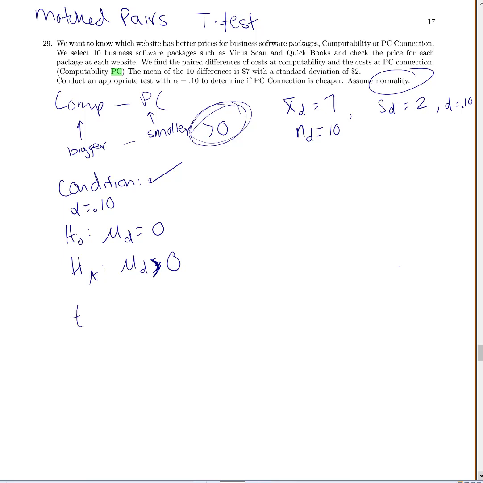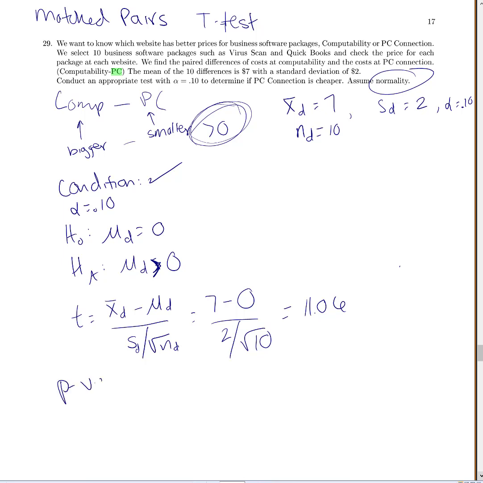Now to find our test statistic, t, that's equal to our sample mean minus the hypothesized mean over s over the square root of n. And these just have little d's for the paired differences. So x bar is 7 minus my hypothesized mean of 0 over 2 over the square root of 10, which gives me 11.06. Now you don't have to do all of this by hand. I taught you how to do t-tests in your calculator, so you can just do the one sample t-test. Sometimes I like to do it by hand just to double check everything.